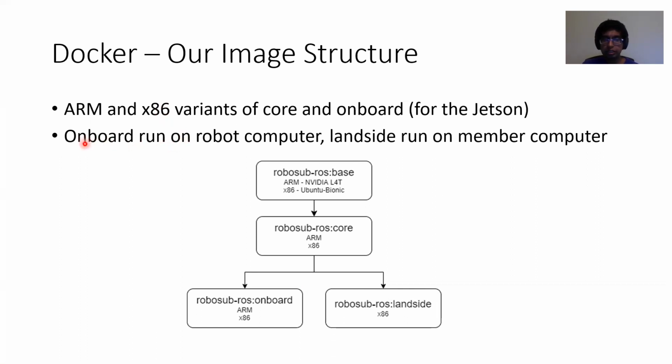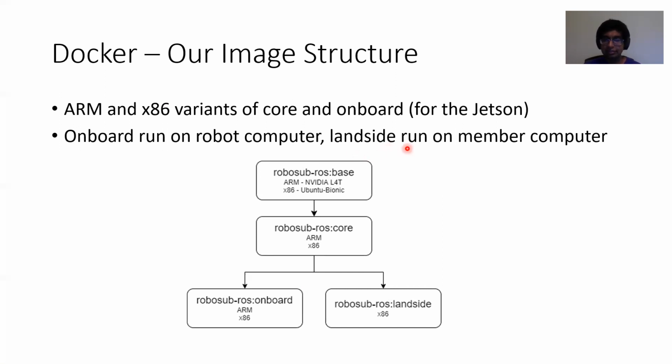And so we have 2 main client images that people are supposed to run. Onboard, as the name says, runs on the robot computer, onboard the robot. The Landsat runs on our computers, the club members' computers. In a standard pool setup, you would most likely be outside of the pool with your laptop, of course.